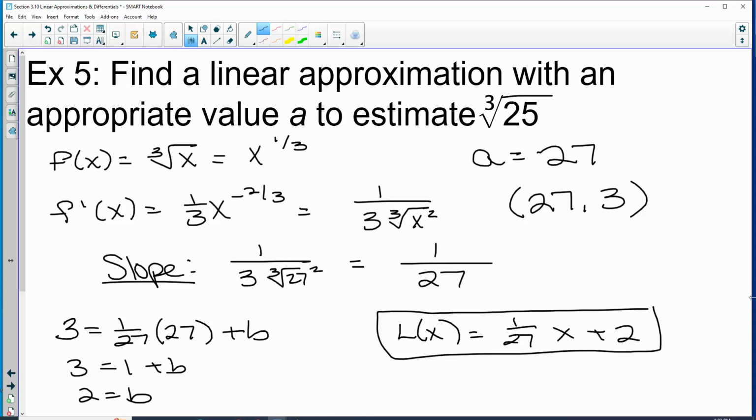Alright, now I want to estimate 25. Why do you estimate 25 and not the cube root? We're trying to estimate the cube root of 25, so I'm using this whole equation to do it. So if I plug 25 into my equation, I get 2.9259. And if we check the cube root of 25, 2.924. So we were pretty close.